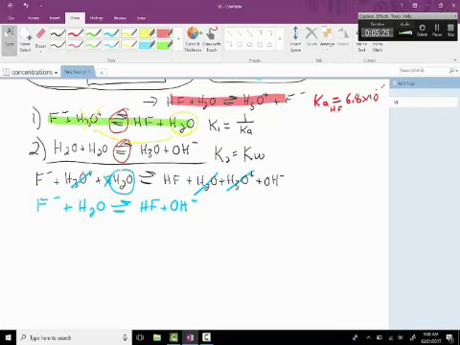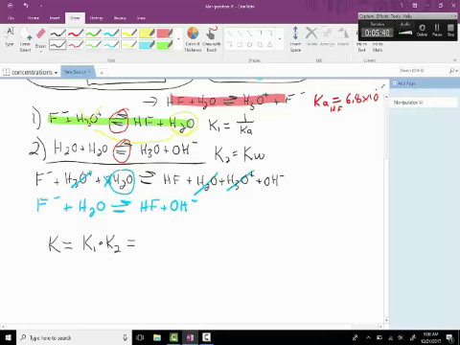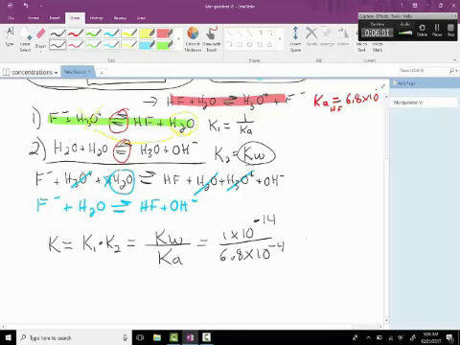Okay, so now I go back and I do my K's. K for this is K1 times K2, which is equal to KW on the top, because K2 is KW, and K1 is 1 over Ka, so I get Ka on the bottom. This is 1 times 10 to the minus 14th divided by 6.8 times 10 to the minus 4, and that gives me 1.47 times 10 to the minus 11. So that's how I manipulate K's.